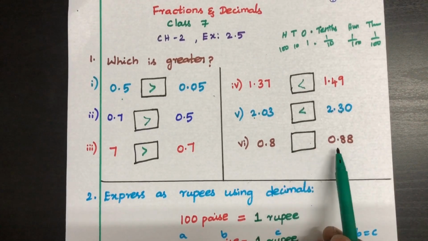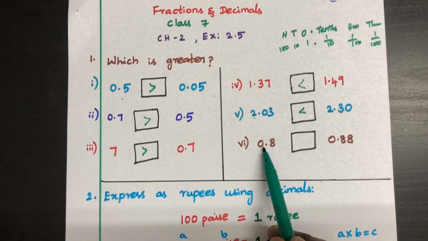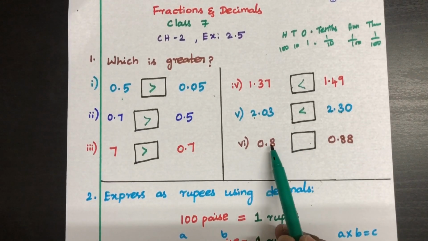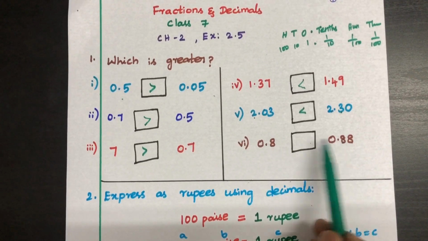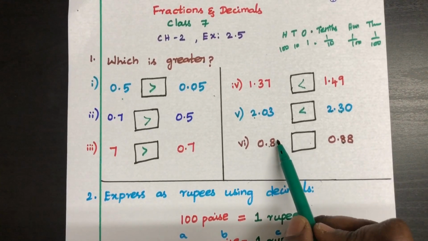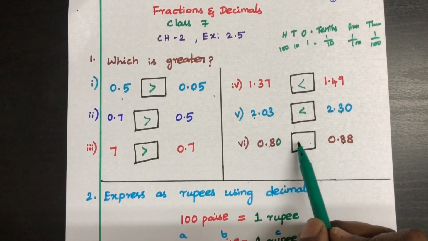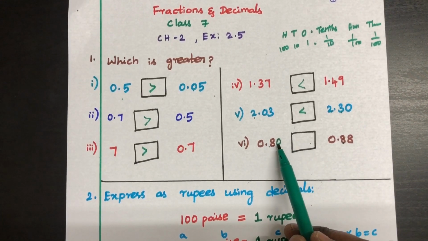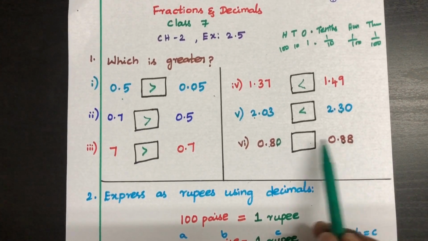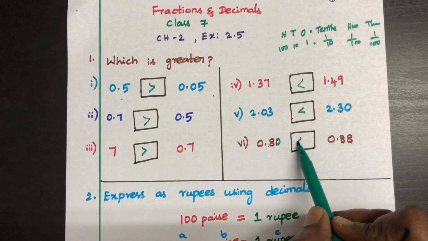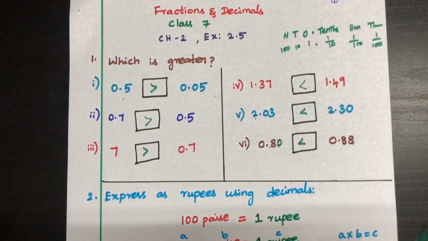Now 0.8 and 0.88. Whole number place 0, no need to worry, it is the same, so leave it. So in the tenths place it is the same again, 8. Now come to the hundredths place. There is no number here, which means we need to think of it as 0. Anyway, it won't have any value if 0 is present at the right extreme. So 0 in the hundredths place, 8 in the hundredths place of the other. So this is again the lesser value. So 0.8 is less than 0.88.